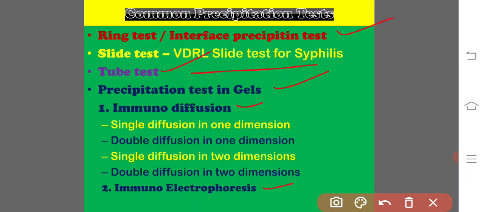Apart from the immunodiffusion, single diffusion in one dimension, double diffusion in one dimension, single diffusion in two dimensions and double diffusion in two dimensions. Let us see what are all these tests briefly.